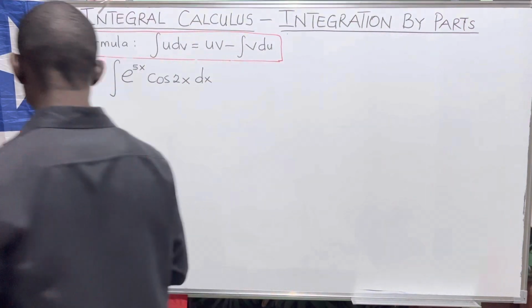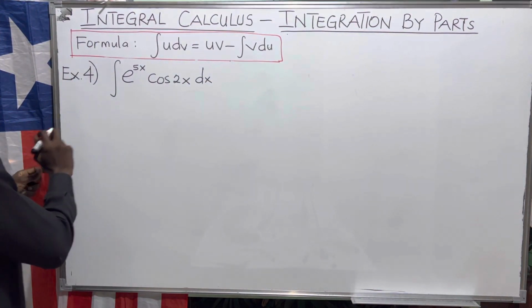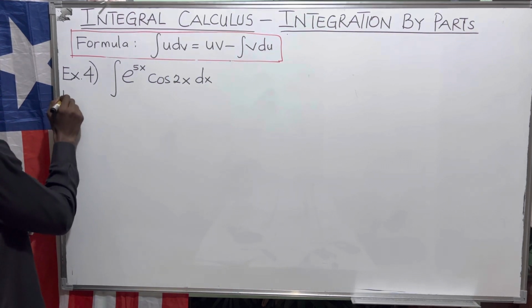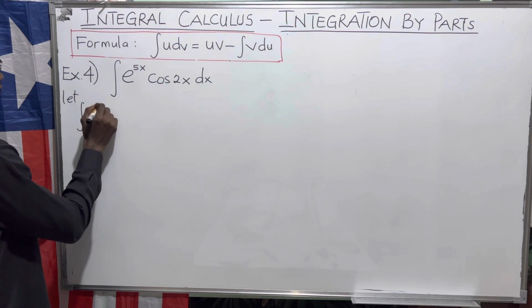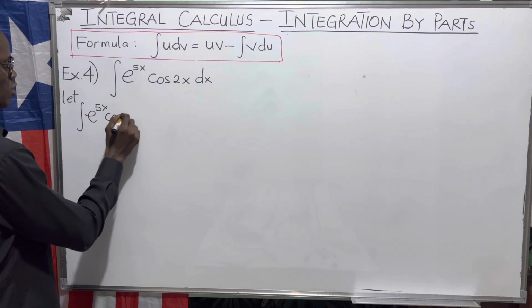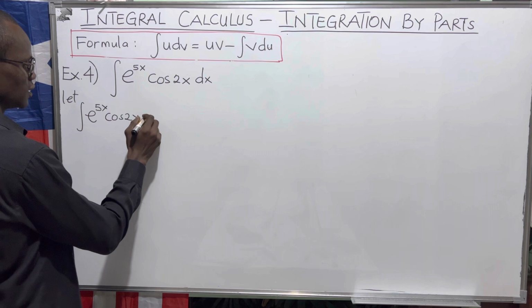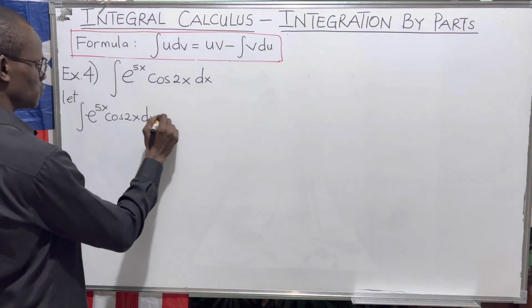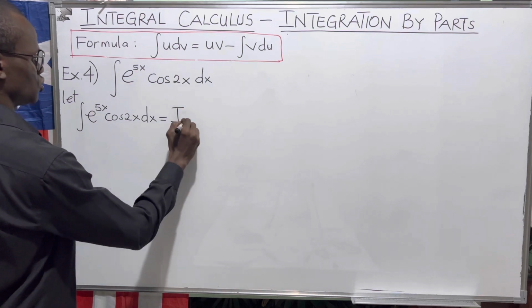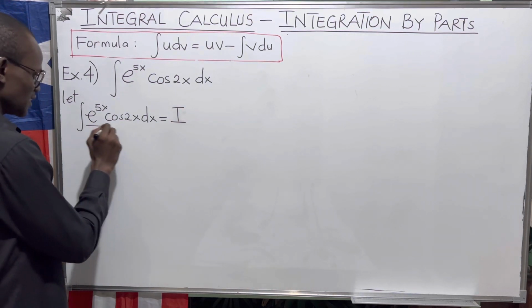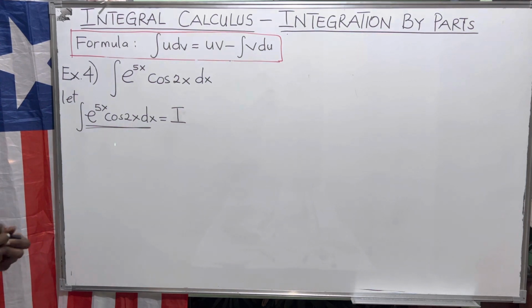So what you do is start by first substituting. Let the integral of e raised to the power 5x cos of 2x dx be equal to some r, so that if this identical integral repeats, you can substitute it with r and find the solution.